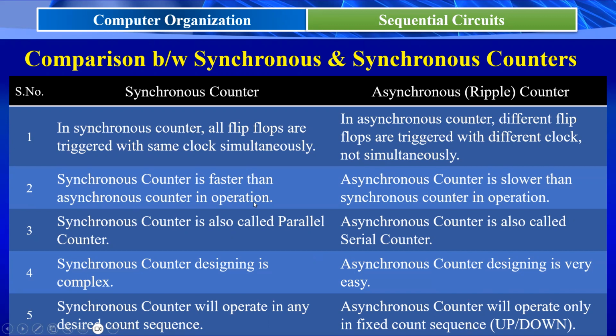The reason is that all the flip-flops in the synchronous counter get a clock pulse from the same source. But the asynchronous counter's speed is lower than synchronous, because all the flip-flops in the counter may not be active or triggered simultaneously. Next, the third one: a synchronous counter is also called a parallel counter because all the flip-flops get a clock pulse in parallel and are activated simultaneously. But an asynchronous counter is not a parallel counter, it is a serial counter, because at any instant of time, only one flip-flop in the counter is active.